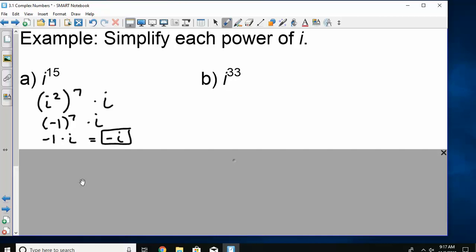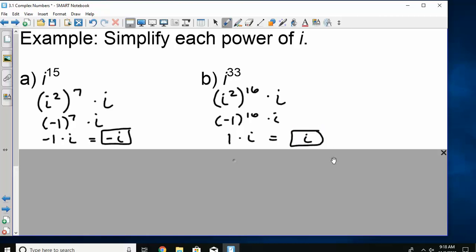B, i to the 33rd power. Okay. 2 times 16 is 32. I need 33, so there is 1 i remaining. i squared is negative 1. Negative 1 to the 16th is 1, times i is just i. So far, so good?